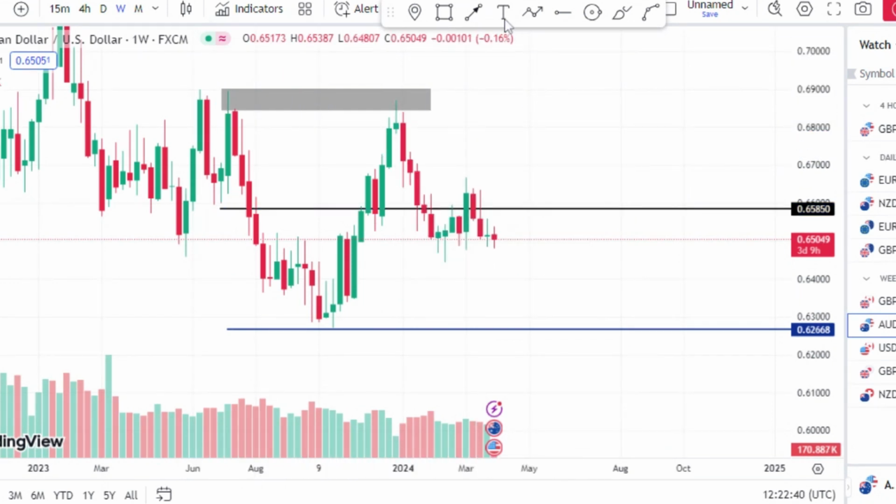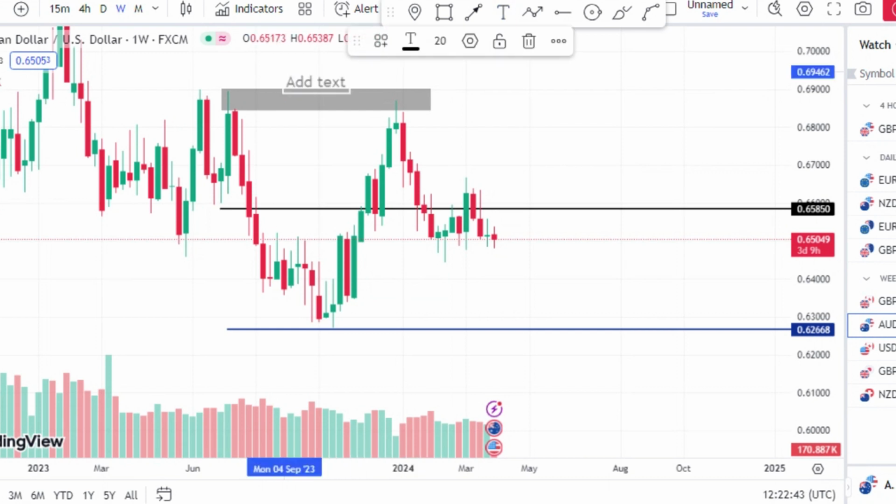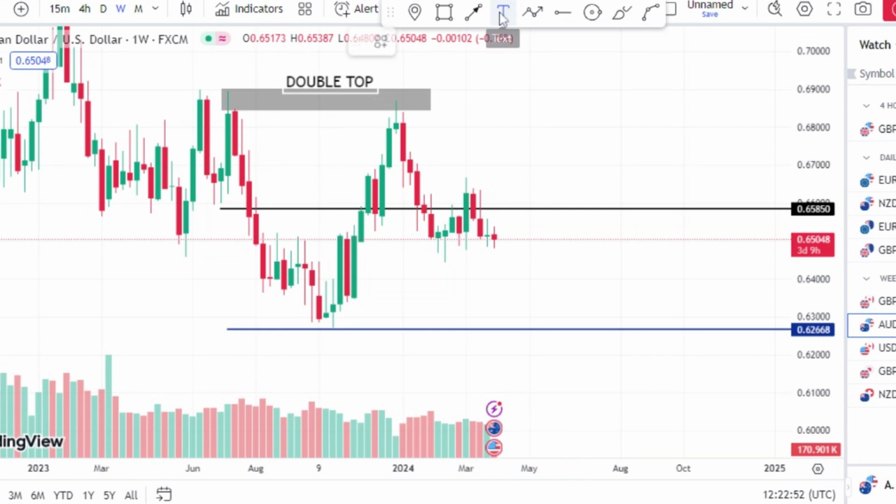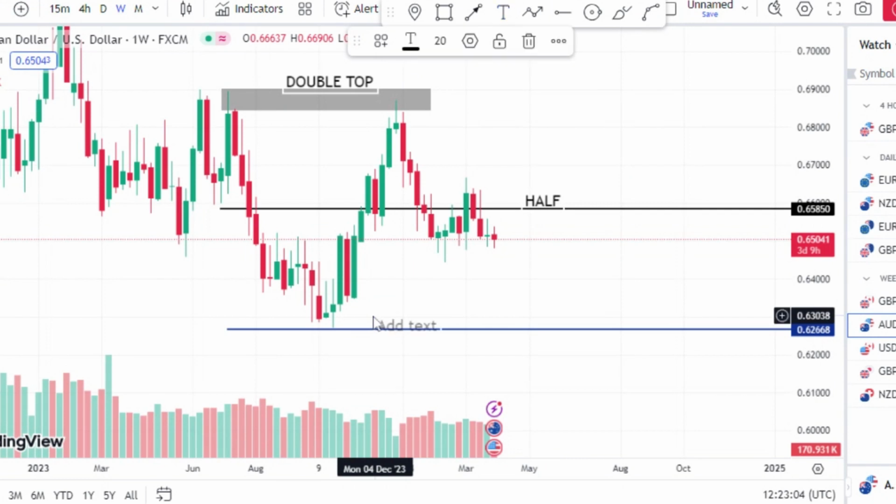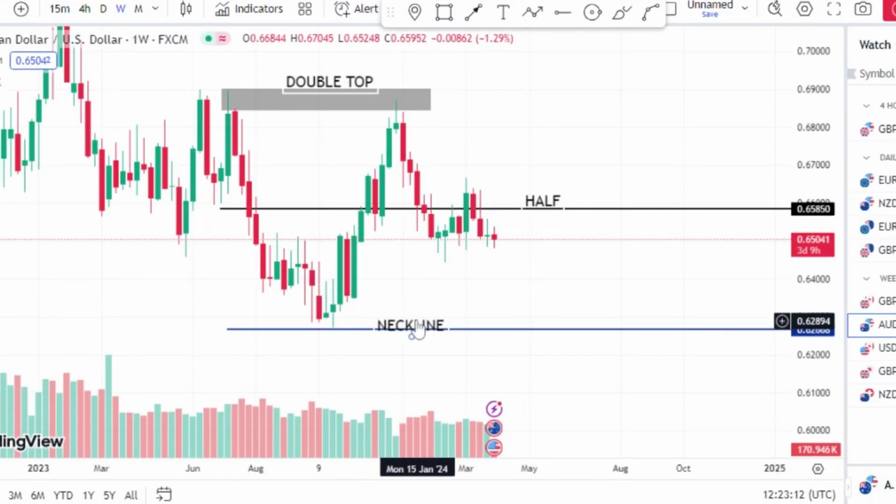Let me write here. This is a double top, and this is the neck, the half. You have to write everything for you to know what is happening. Just write everything so that you know what is happening. And this is the neckline. Every time you encounter a pattern, just write everything so that you know what is happening.